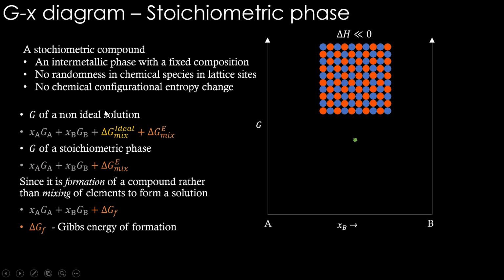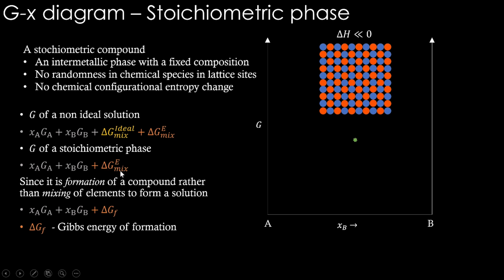So to understand the Gibbs energy of it, we have to start from the non-ideal solution's Gibbs energy, because delta H is not 0. This is what we have written for non-ideal solution Gibbs energy previously. But for a stoichiometric phase, it's going to change because this delta G mix ideal is not there at all. Delta S mix ideal is 0. Therefore, this term will vanish. We'll only have delta G mix excess.